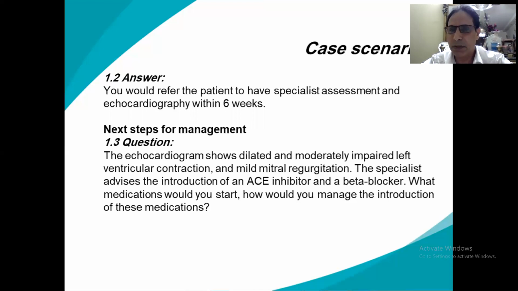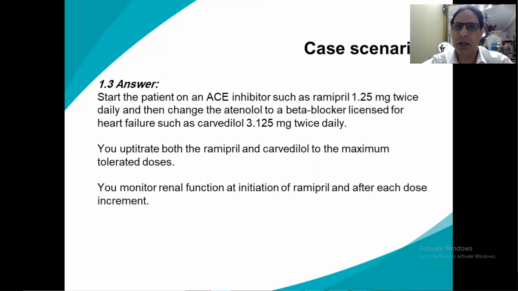At that time, the specialist advised adding an ACE inhibitor, angiotensin converting enzyme inhibitor, and a beta blocker. So the question: what medication would you start first and how do you manage the introduction of these medications? We choose to start with an ACE inhibitor like ramipril, and a beta blocker, rather than atenolol, which our patient is already on for hypertension. But as you know, atenolol is not the best choice for heart failure. So we should start first with an ACE inhibitor such as ramipril, at a small dose, 1.25 milligram twice daily, and change atenolol to another beta blocker.